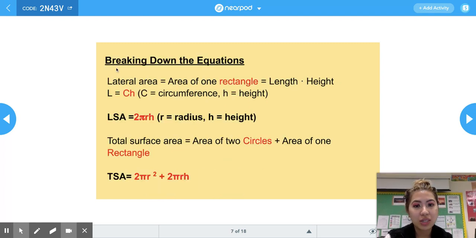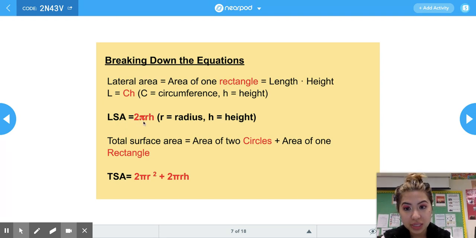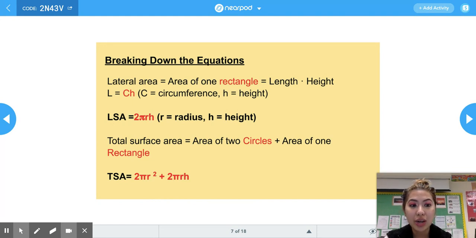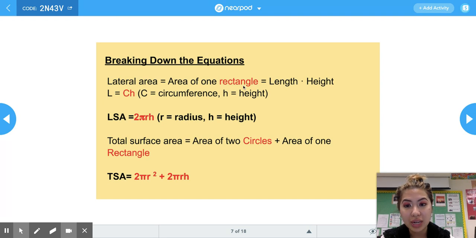Getting into the equations and breaking them down so we can better understand them, the lateral surface area equation for a cylinder is 2 times pi times radius times height. That's basically the circumference of the circle times the height. Remember that the lateral surface area does not include the area of the circles, since the two circles are the bases. So basically, we're finding the area of the rectangle.